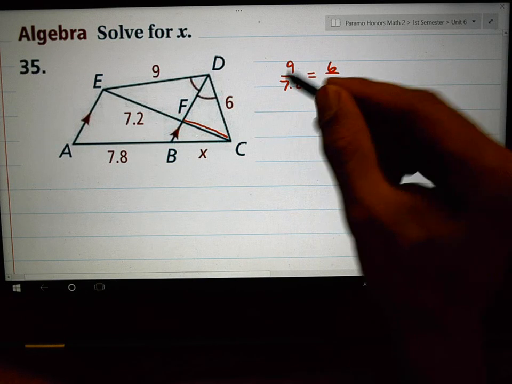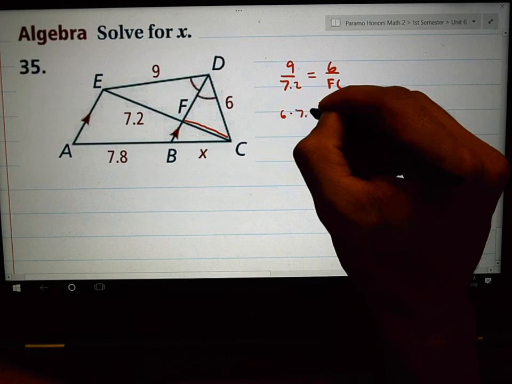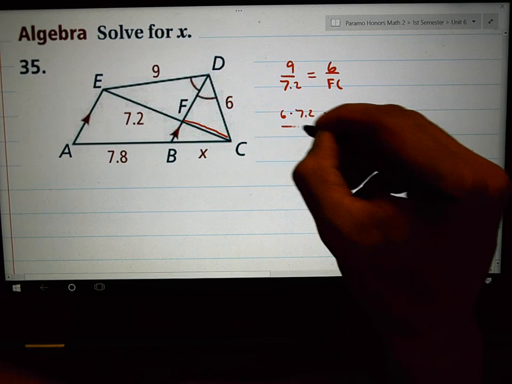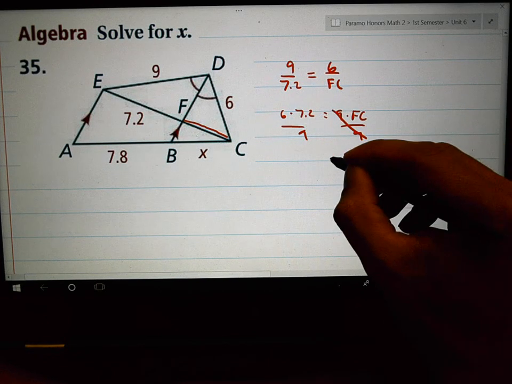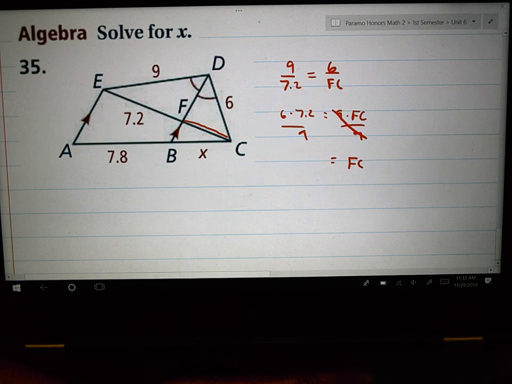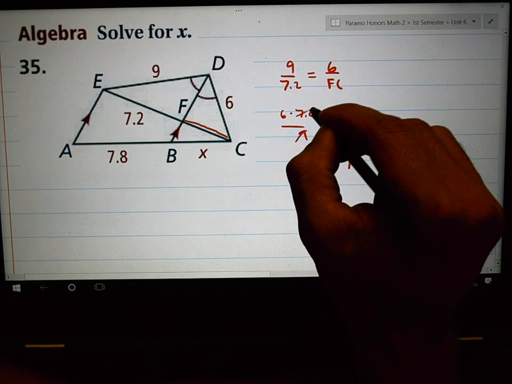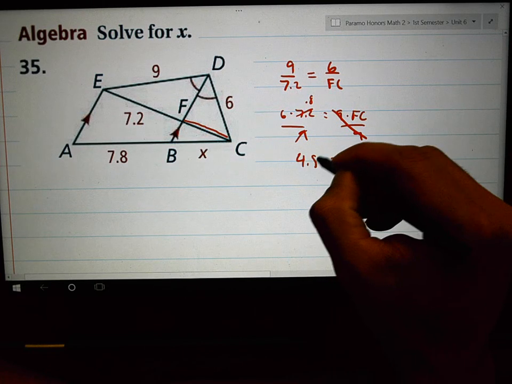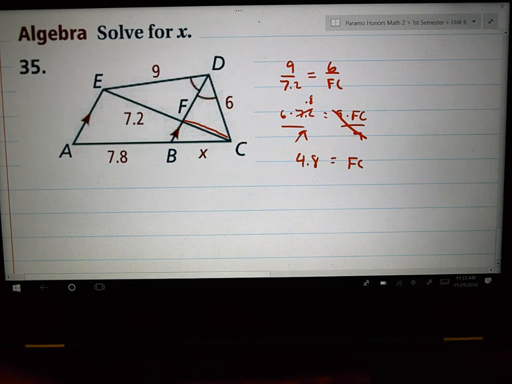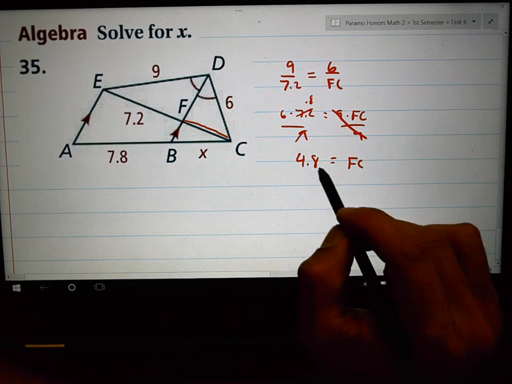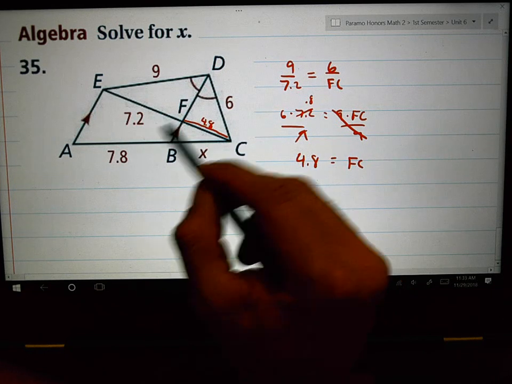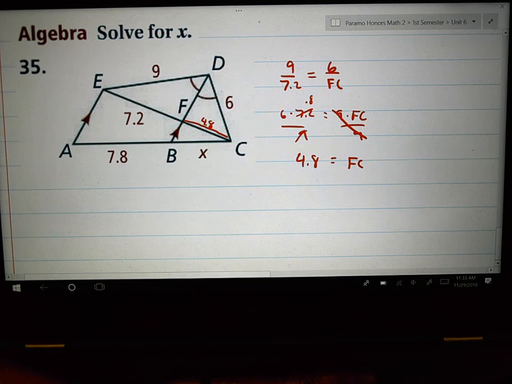Now I'm going to cross multiply. 6 times 7.2 equals 9 times FC. Divide by 9 on both sides. 9 goes into 7.2 .8 times. 6 times 0.8 must be 4.8 for FC. Now that's not x, but that's going to give me enough information to use the side-splitter theorem to figure out what x is equal to.